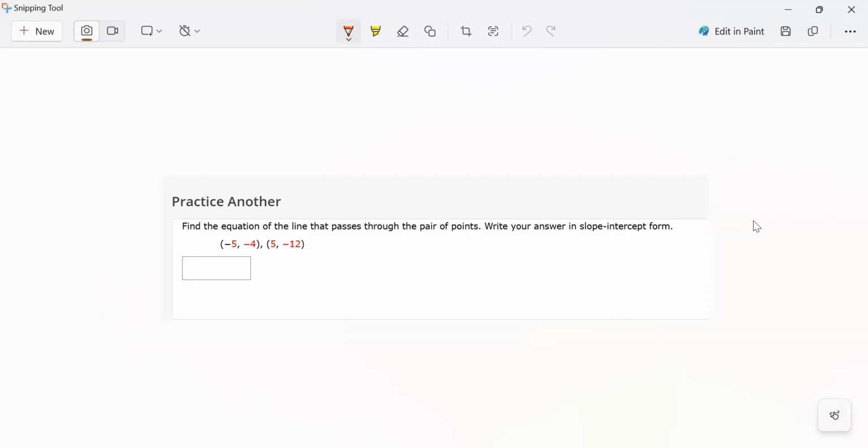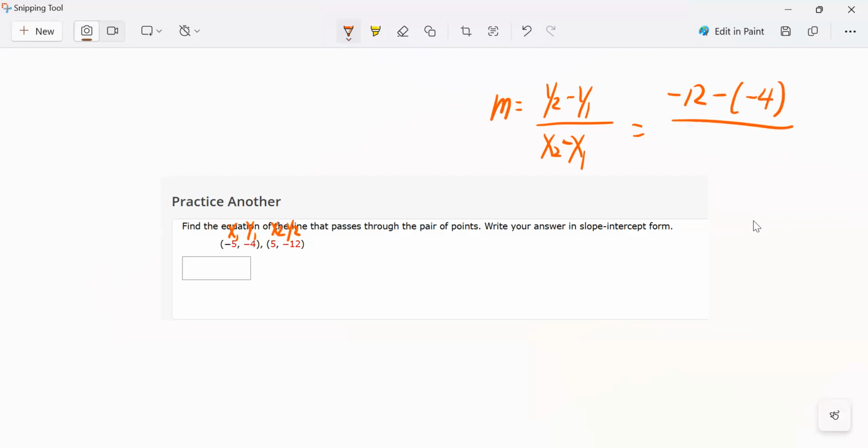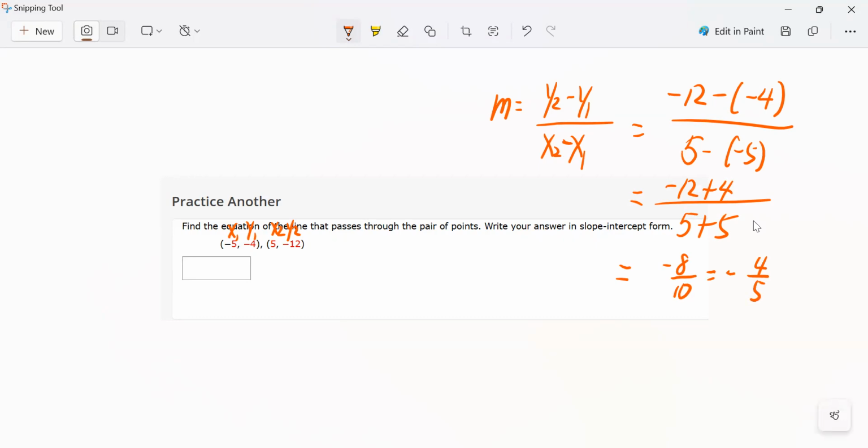Okay, guys, let's go over the solution. So first of all, we find the slope, right? So label this as x1, y1, x2, y2. The slope equals y2 minus y1 over x2 minus x1. y2 is negative 12, y1 is negative 4, and x2 is 5, minus x1 is negative 5. So this is negative 12 plus 4 over 5 plus 5. Negative 12 plus 4 is negative 8 over 10. Reduce it, you get negative 4 over 5. So we find the slope, and then we can use the point slope formula: y minus y1 equals slope times x minus x1.